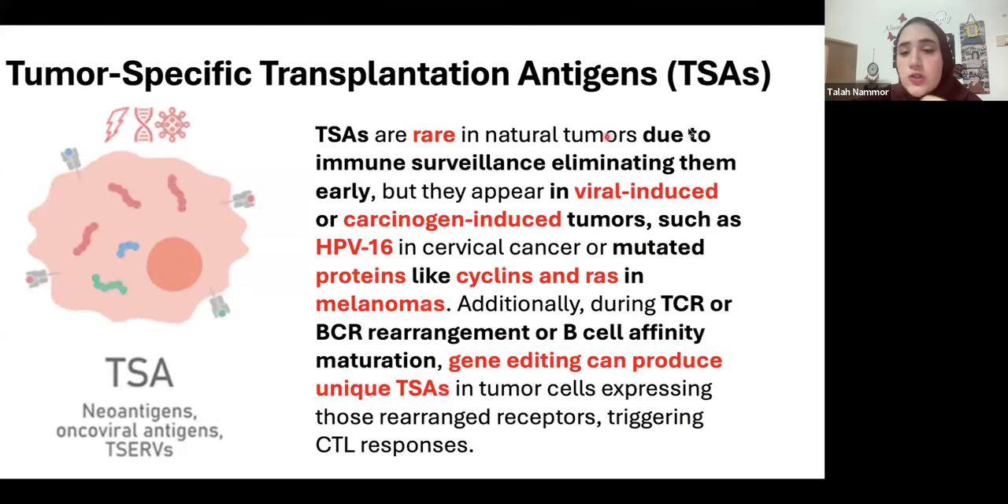Next, we have something called tumor-specific antigens. As we mentioned before, tumor-specific antigens are antigens that were formed specifically due to an assault.